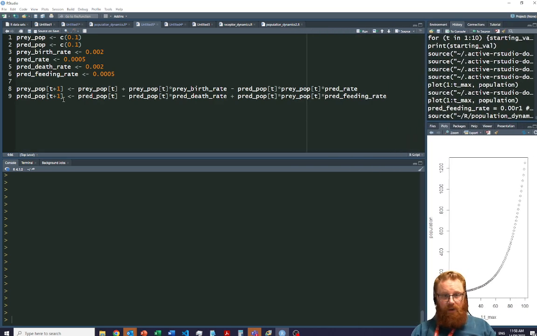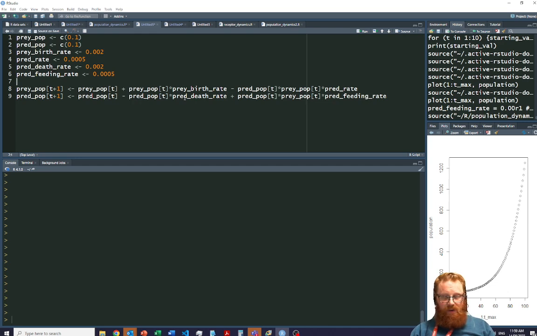So we say the predator population next year is equal to the predator population this year minus the predator population times the pred death rate. So this is how many die each year, because the natural death rate means the population by itself, without any food to eat, gets smaller. But then how many get added every year? Well, that's the predator population times the prey population times the predator feeding rate. And we can notice a certain symmetry in these equations.